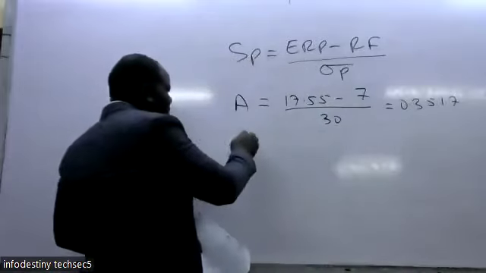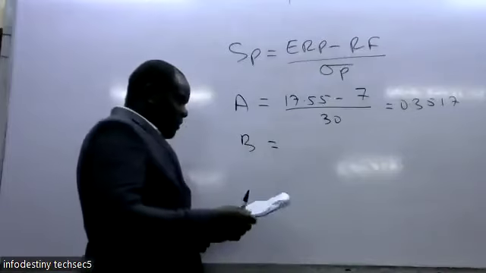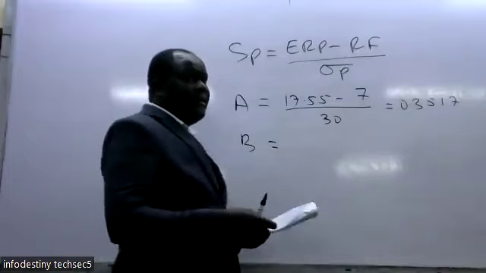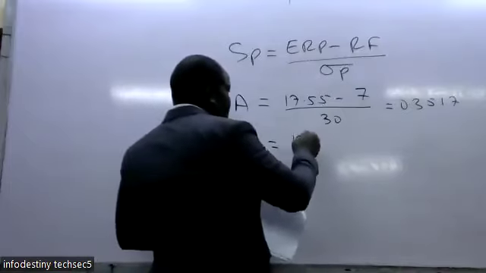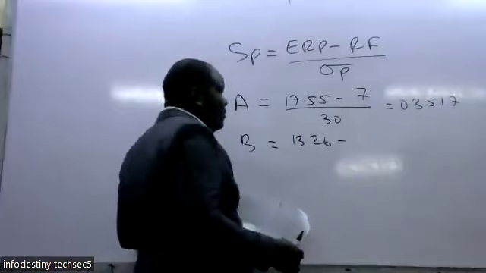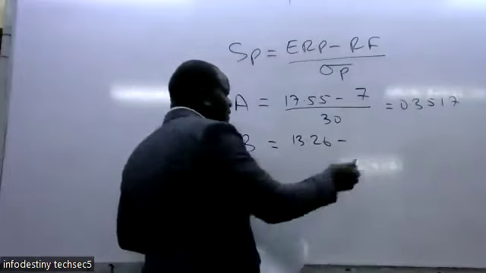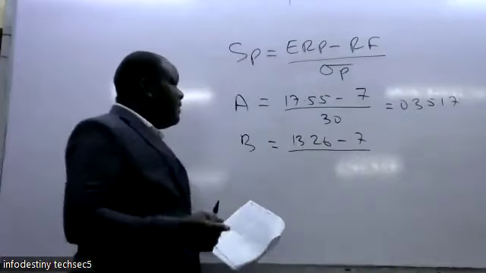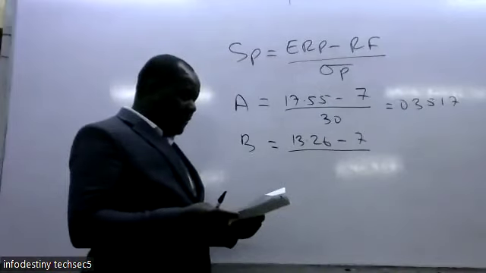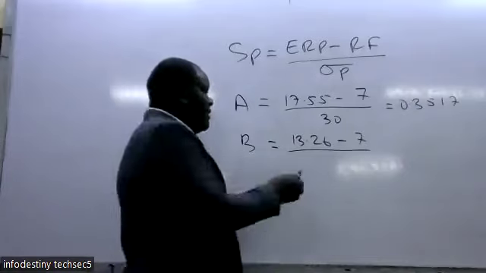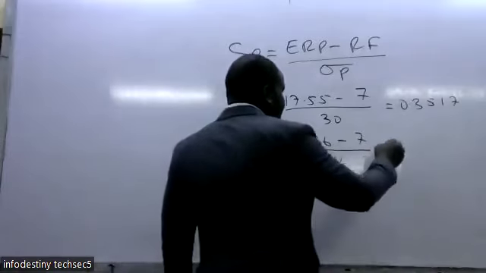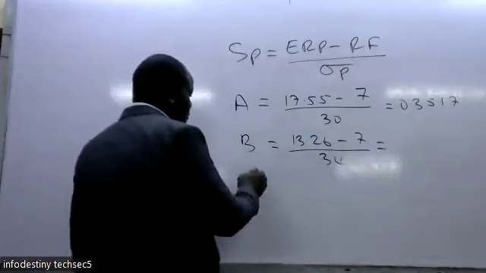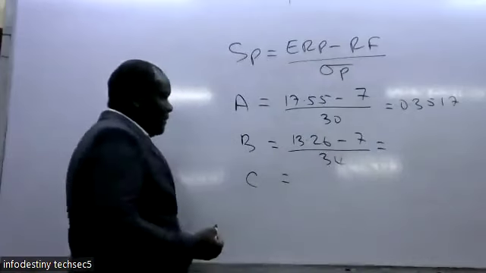So we go to B. For B, you are given a return of 13.26. So you also subtract the risk-free rate, which is meant to be 7. Then we divide by the standard deviation, which is given as 34. So you get the value for that. Then we also do the same for C.